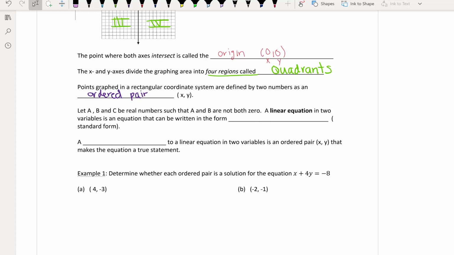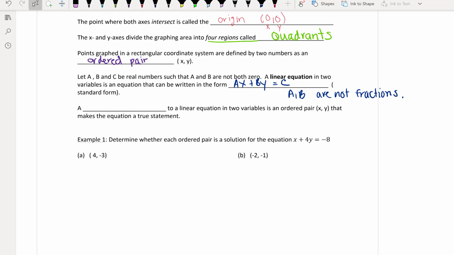If we let a, b, and c be real numbers, such that a and b are not both 0, then a linear equation in two variables is an equation that can be written in standard form. So I have ax plus by is equal to c in standard form, where a and b are not fractions. And a solution to a linear equation in two variables is an ordered pair (x, y) that makes the equation a true statement. So a solution to the linear equation makes a statement true.